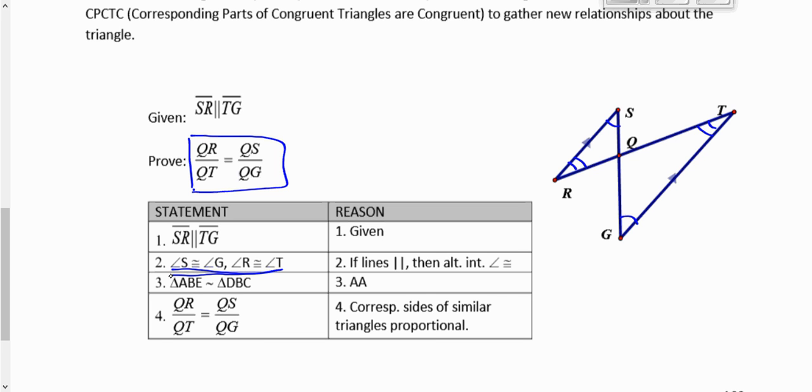Now, you could have used these vertical angles here too, right? Would that be an extra statement of reason? You got the two here that you need. I will use that, right? So now we can say the triangles are similar, okay? Now that they're similar, you guys see that QR corresponds with QT, right? So they'll be in the same ratio as QS and QG. So here's the reason, right?